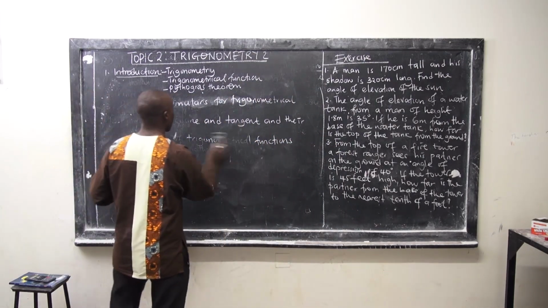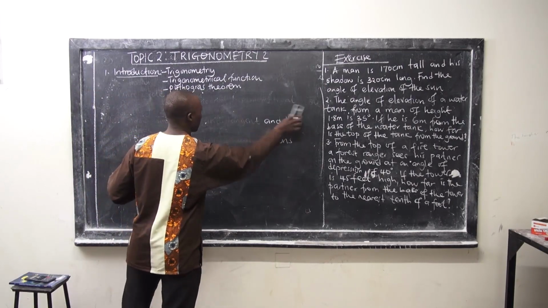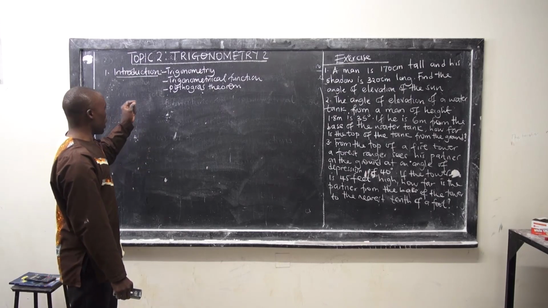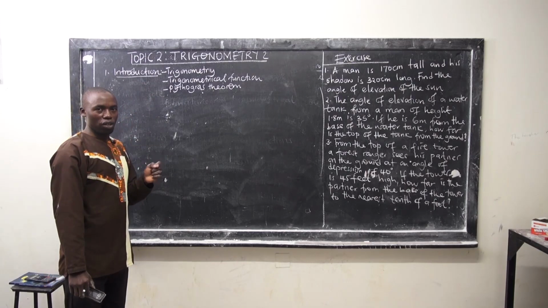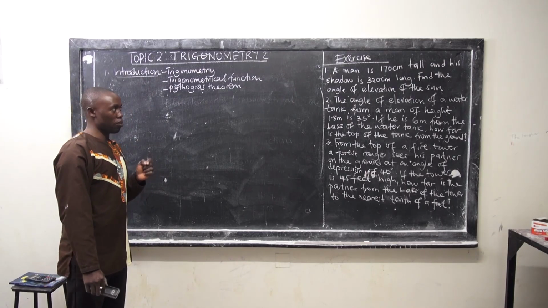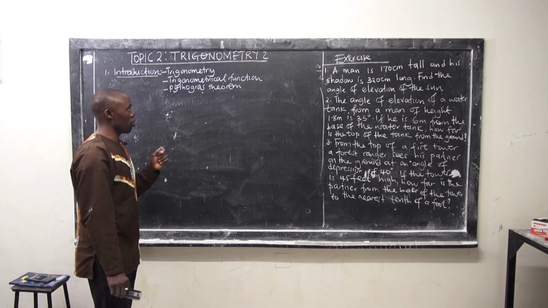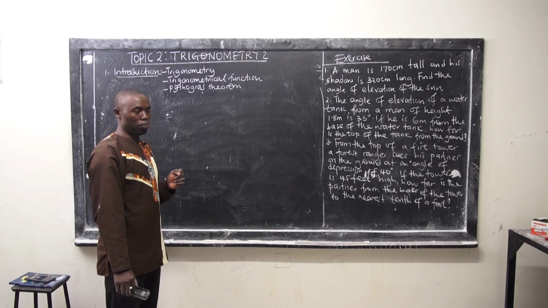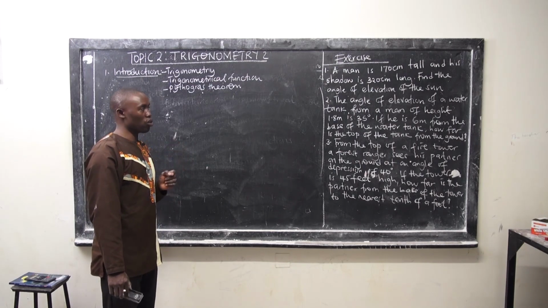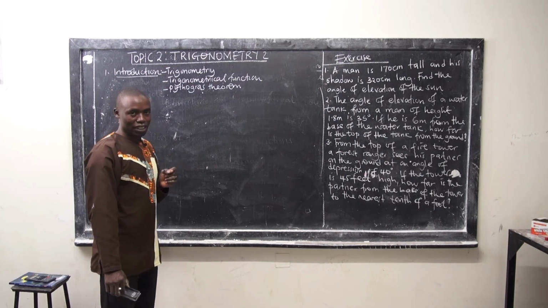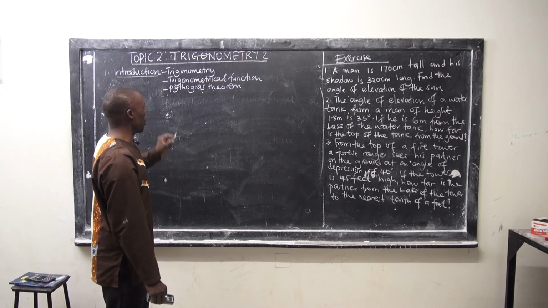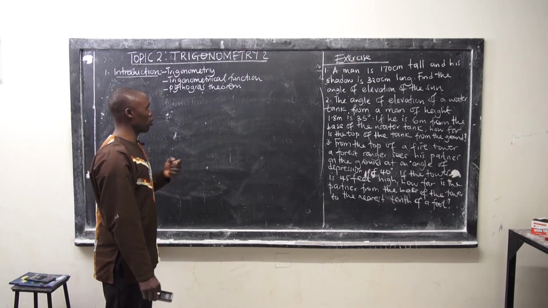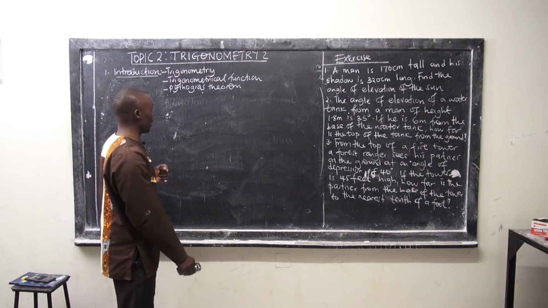The first subtopic is the introduction to this broad topic called trigonometry. Now, what is trigonometry? Trigonometry is part of mathematics, or it's a branch of mathematics which deals with the relationship between the angles and side lengths of a triangle. So here basically we look at angles in triangles together with the side lengths.